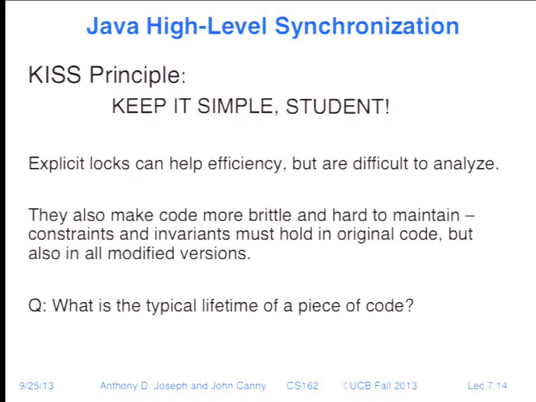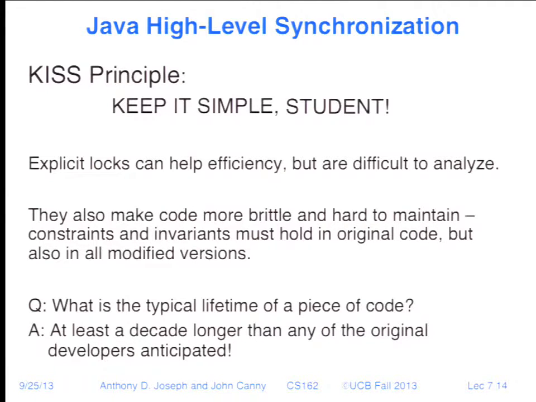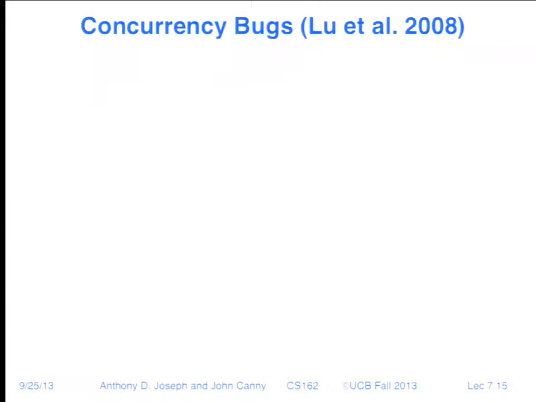So again, it's important to think about lifetime and complexity. So what is the typical lifetime of a piece of code? It's a lot bigger than most people think. If you look at most pieces of software, most of the open source projects, it's in the decades. And that's a lot longer than the original developers anticipated. The developers of the operating system Mach, who were working in the 90s, probably didn't think they were programming the operating system of iPhones or Macs. But that's what happens. So it's important to anticipate and try to minimize complexity and try to be explicit about assumptions that you're making.